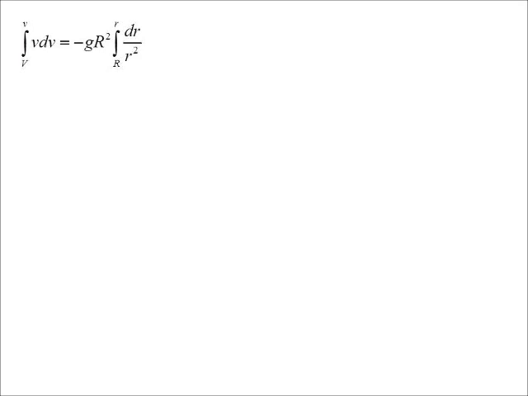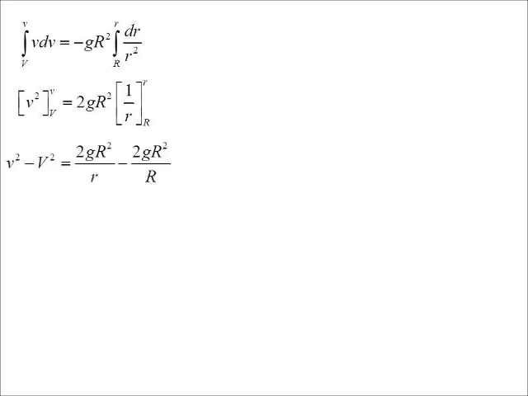On the left-hand side, it's v. So I'll end up with v squared. Notice instead of saying half v squared, I've multiplied the other side by 2. So I have 2gR squared times 1 on r. Little v squared minus capital V squared is equal to 2gR squared on little r minus 2gR squared on big R. There is a velocity equation. v squared is 2g big R squared on little r plus big V squared minus 2g big R.